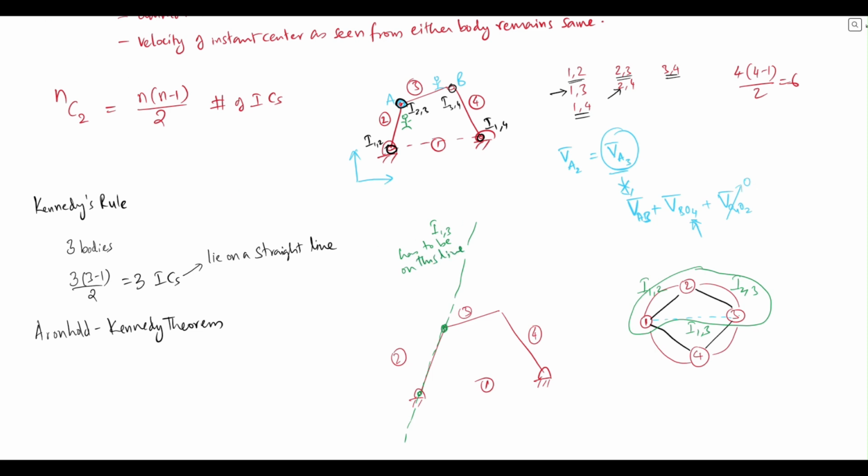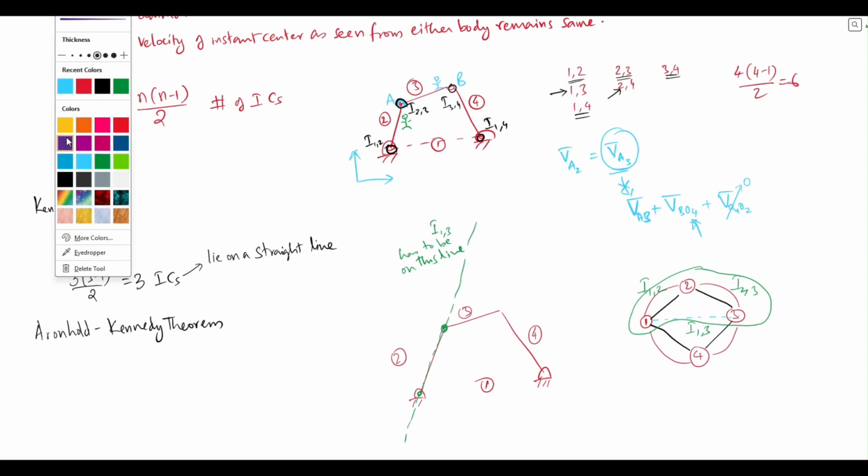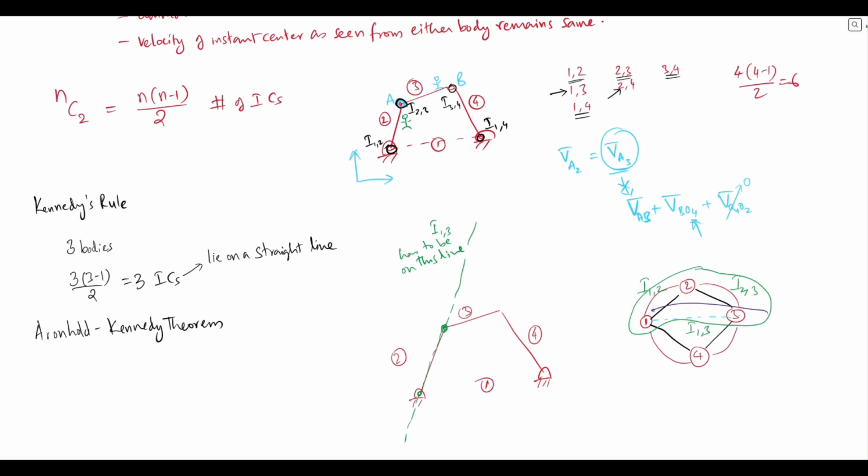Similarly, next we can consider this set of bodies and say that I14, I34, and I13 have to lie on the same straight line. So this is I14, this is I34, and then I can draw a straight line and say that the remaining I13 has to be on this line as well.